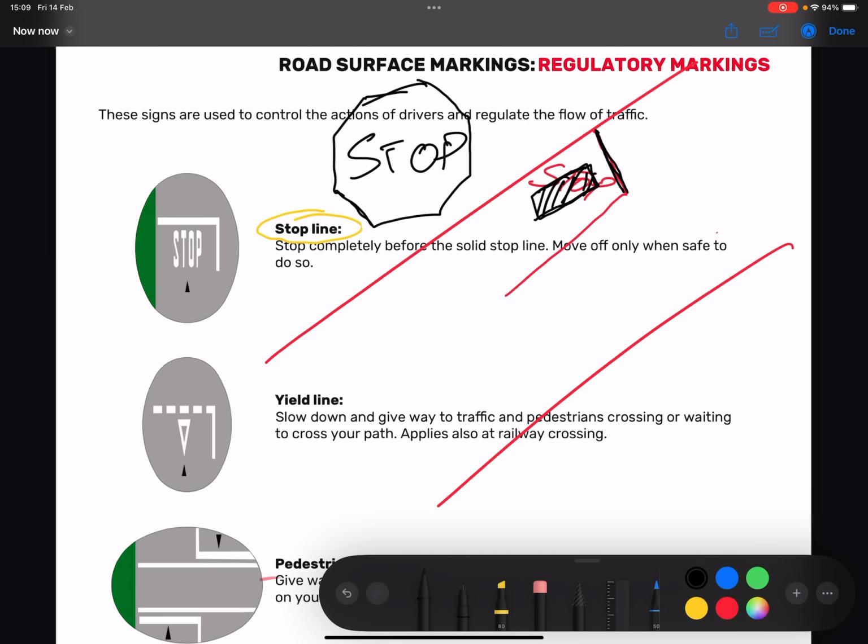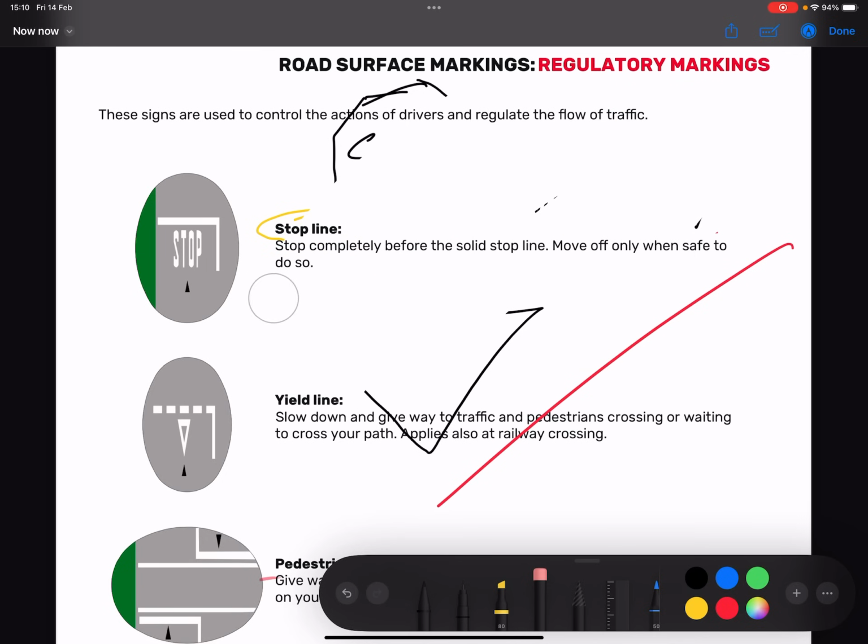And the yield sign looks like this. It's like a triangle that is facing down. This is your yield sign.